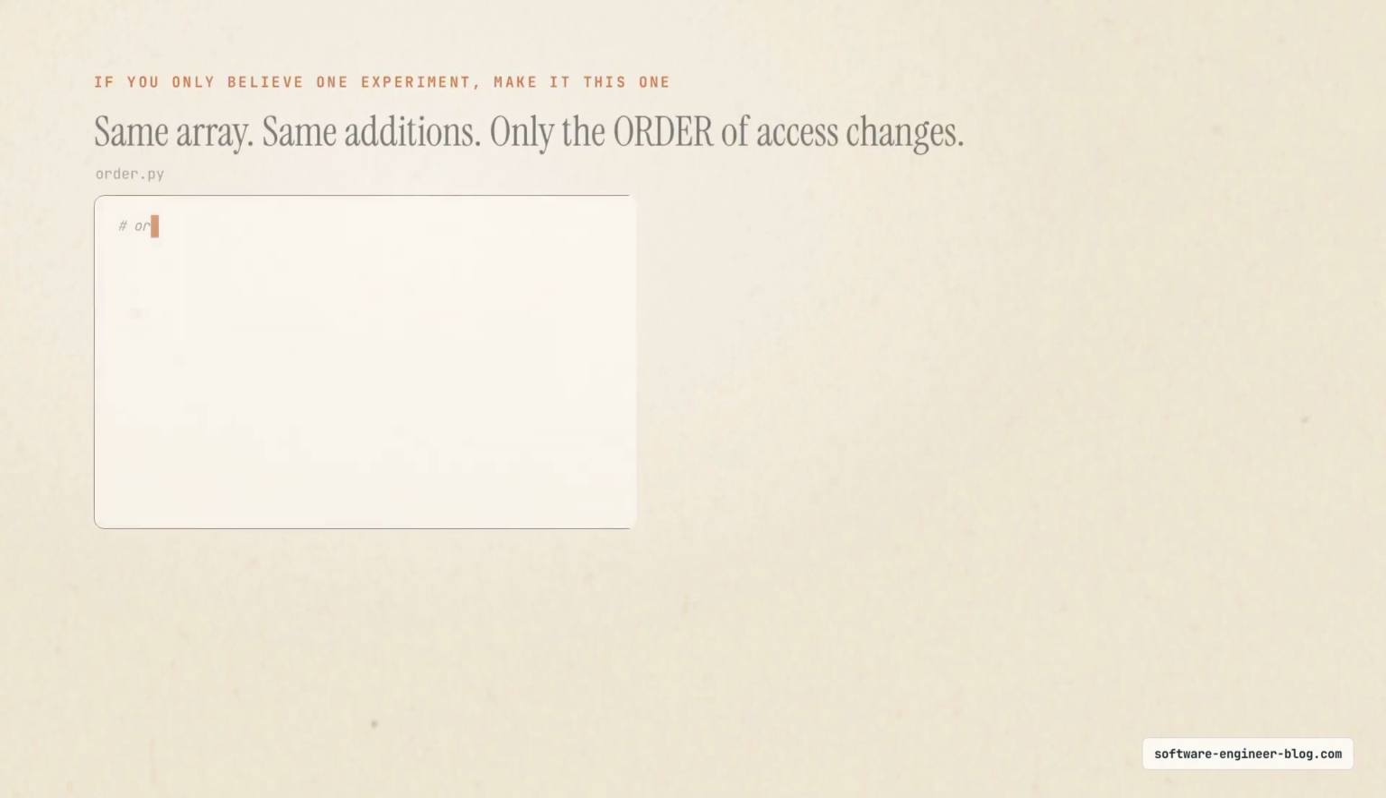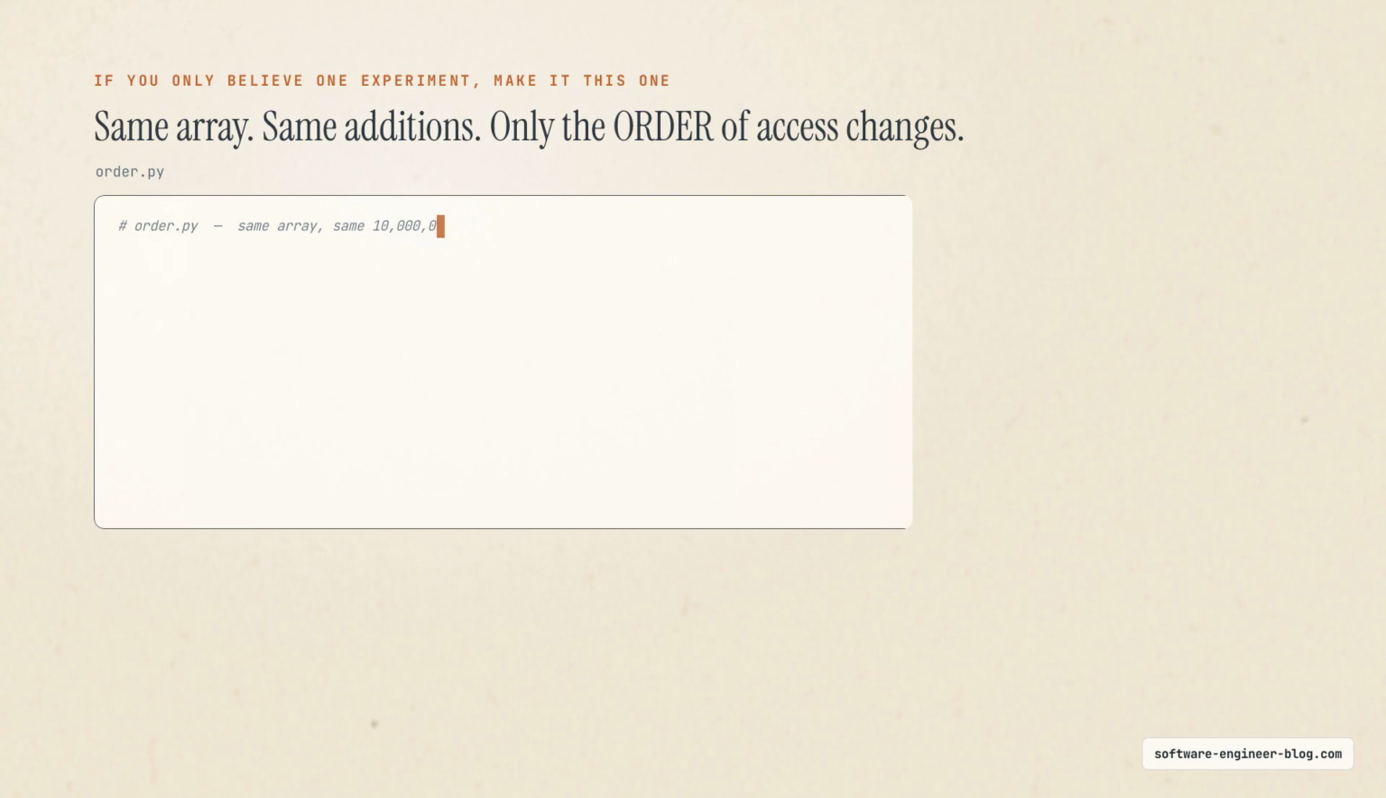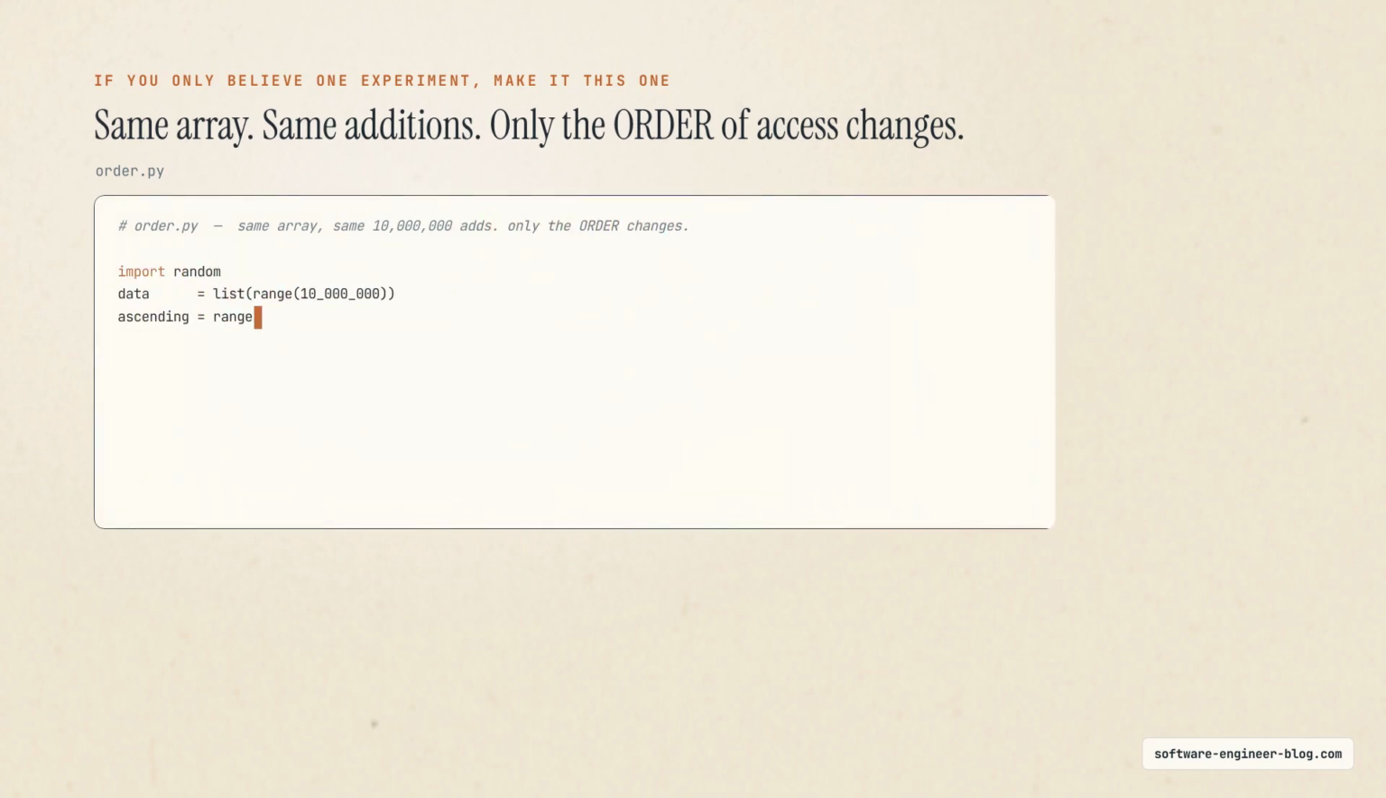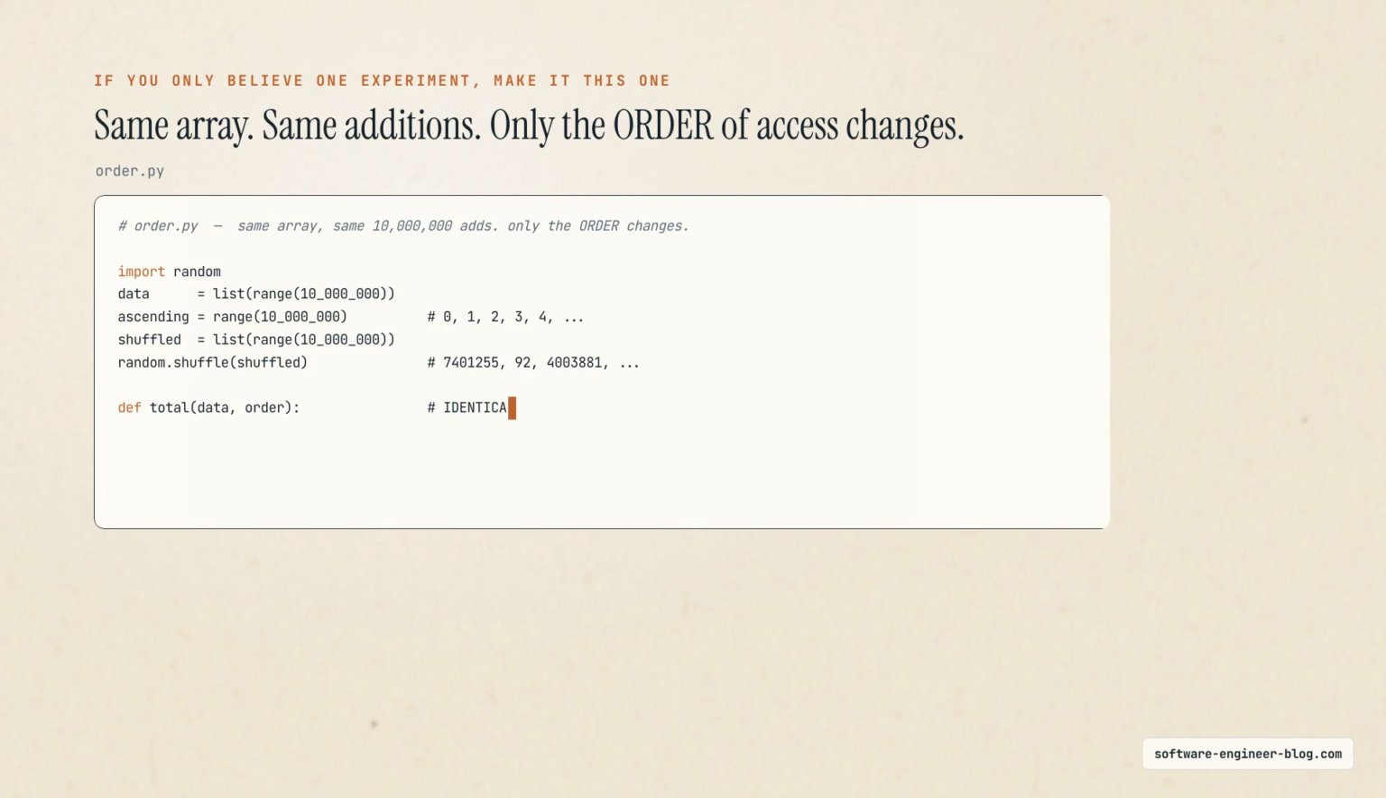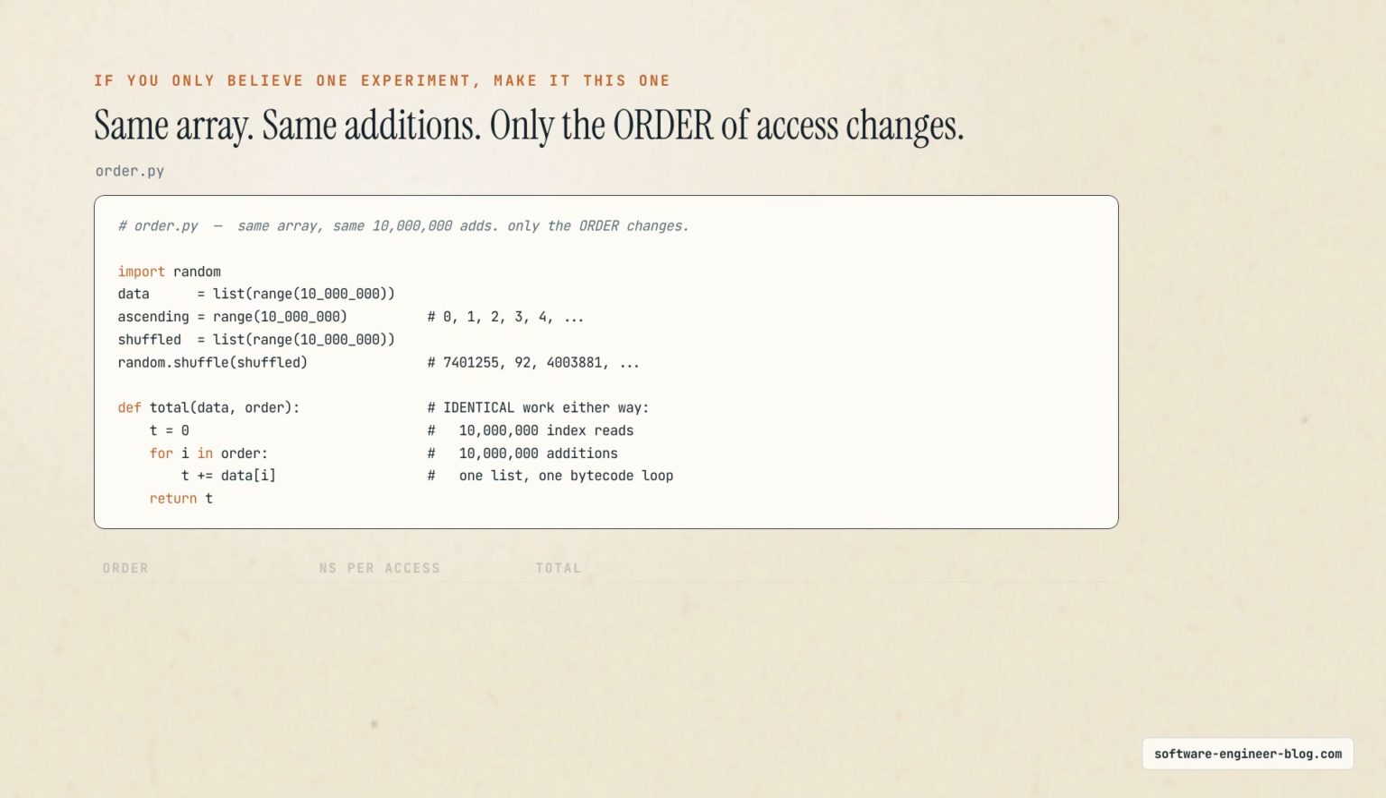One list, 10 million numbers. I read every element and add it up, twice. The first time I go in ascending order, 0, 1, 2, 3. The second time I shuffle the order first. Now look carefully at what is identical. The same list, the same 10 million index reads, the same 10 million additions, the same loop. There is no linked list anywhere near this code. The only thing that changes is the order I ask for the elements in.